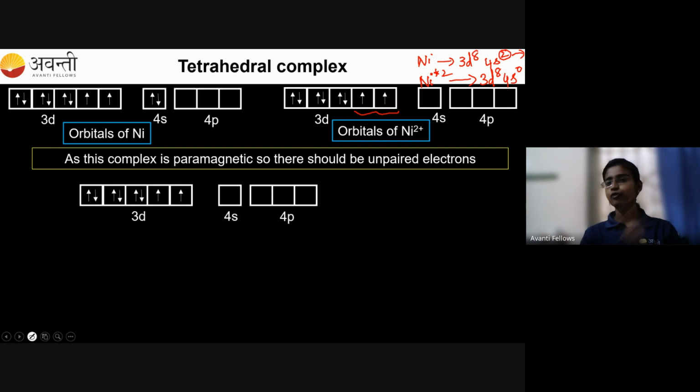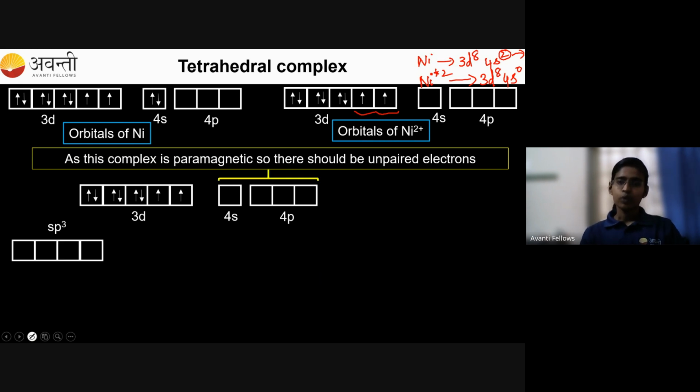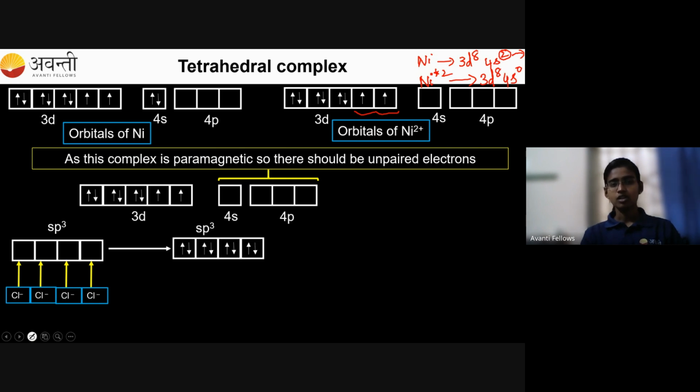Since we have 4 Cl-, the ligands need 4 hybridized orbitals. For that, these 4 atomic orbitals are going to intermix with each other and form the 4 sp3 hybridized orbitals. In these 4 sp3 hybridized orbitals, the 4 Cl- come with their electron pairs and form the bond, so each orbital is occupied with 2 electrons. This is the hybridized orbital and its occupation.